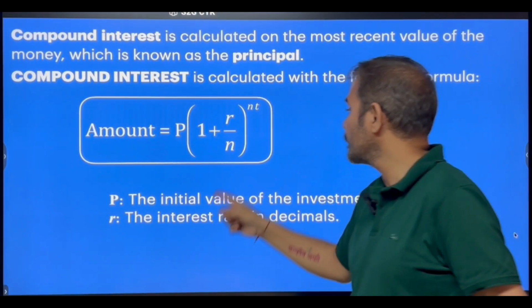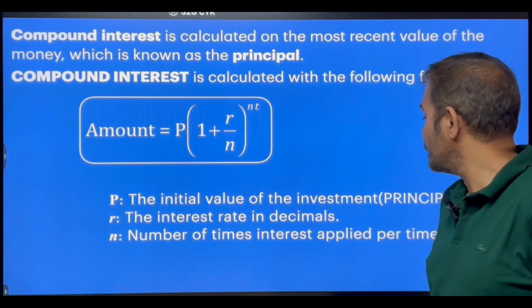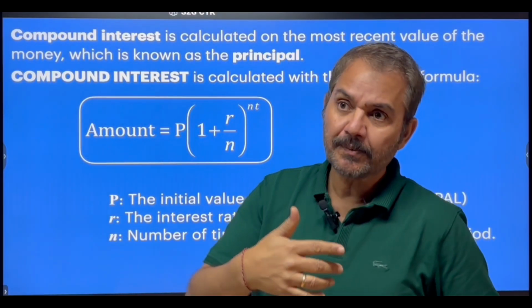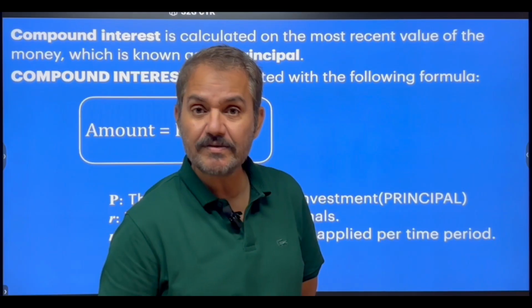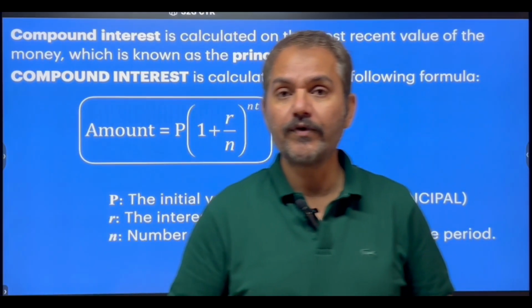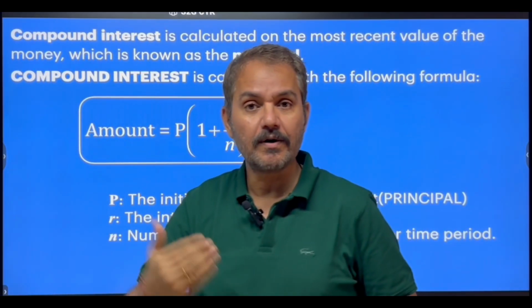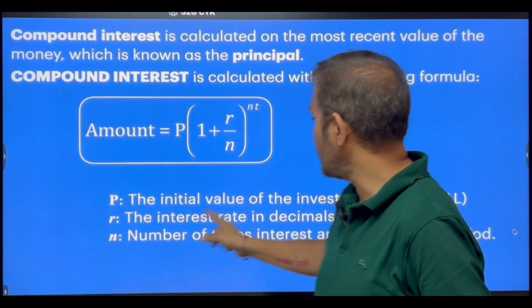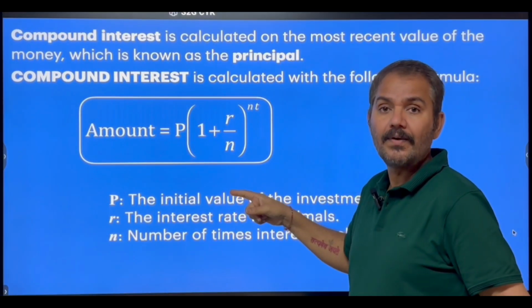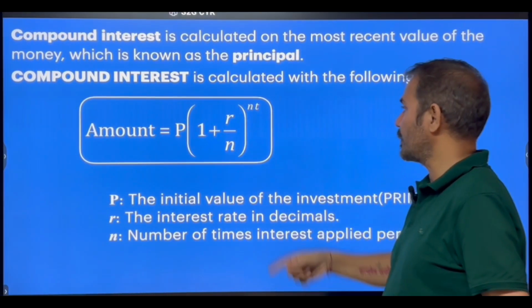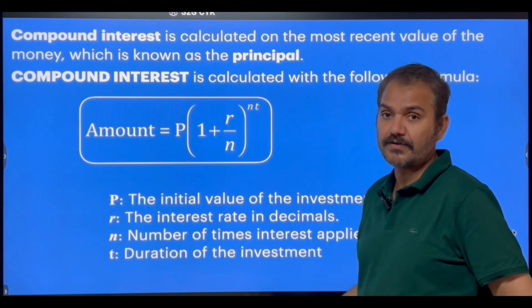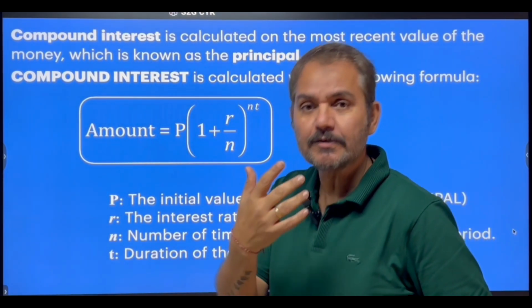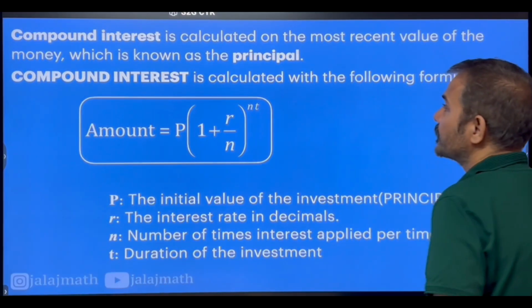N is the number of times interest is applied. Sometimes this interest is calculated once in a year, sometimes twice in a year, thrice in a year. So we call it half yearly, quarterly, monthly. So accordingly, N will change. We will see how N changes soon in an example. And T is the duration, the time period of the investment, right? So let's explore it with the help of an example.